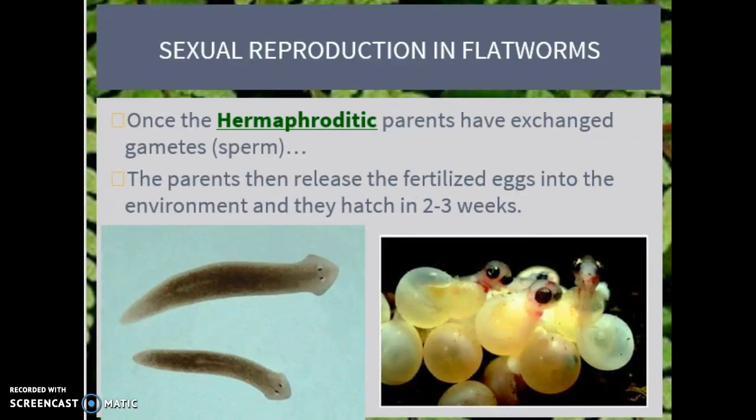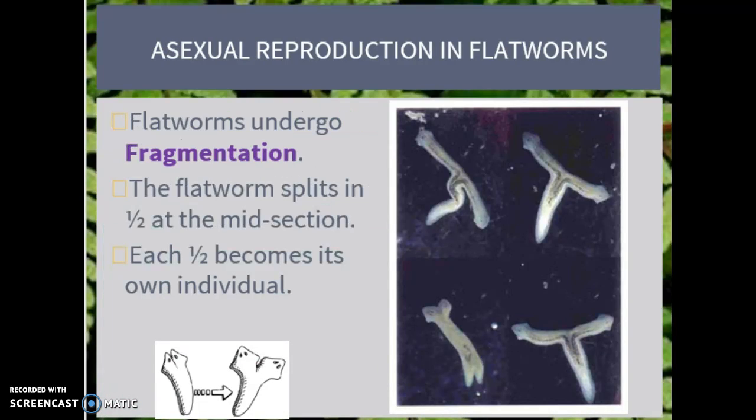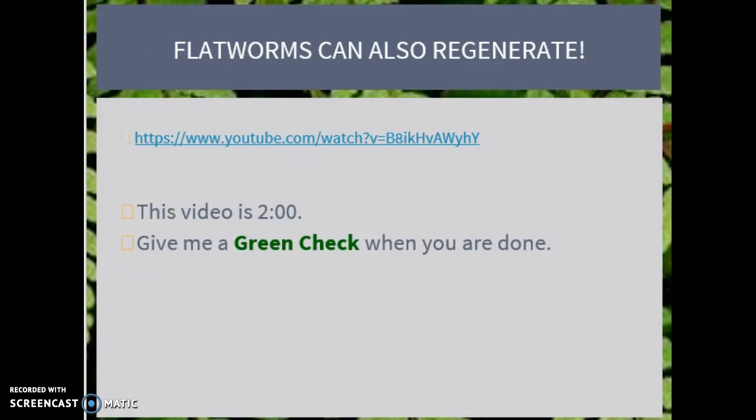Once the hermaphroditic parents have exchanged sperm, the parents will then release those fertilized eggs into the environment, and the eggs will hatch in about 2 to 3 weeks. Asexually, a flatworm can also go through what's called fragmentation, where they just split. Here are some pictures up here on the board for you. I'm going to put a link for you to watch a flatworm regenerating. The video is about 2 minutes, and you can watch that.